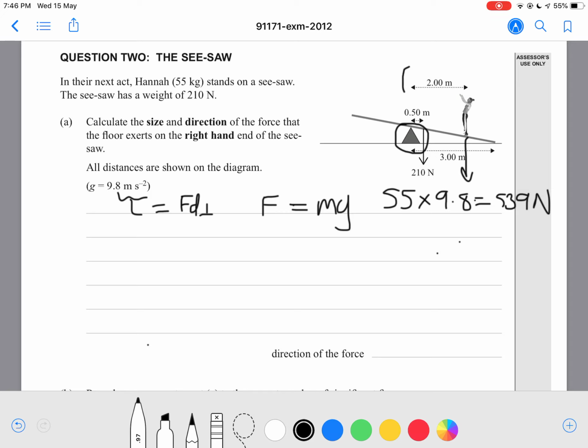As you can see, it's been labeled for us as 2 meters here. So Hannah is 2 meters away from the pivot point, therefore 539 times 2. That should give us 1,078 newton meters. It's newton meters because it's force times distance. Force is measured in newtons and distance is measured in meters. You put them together and you get newton meters.